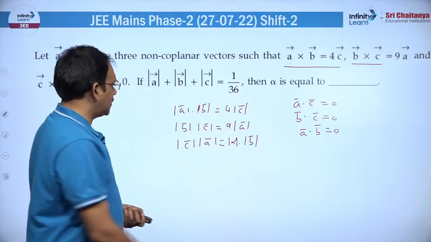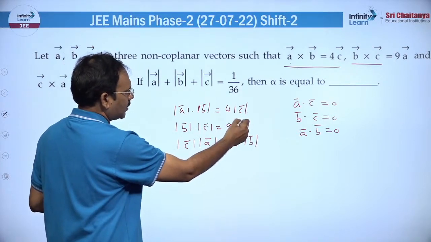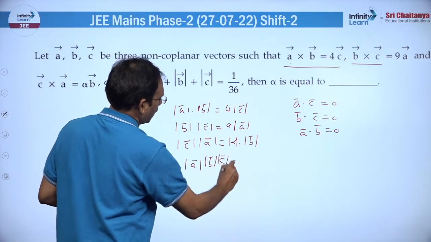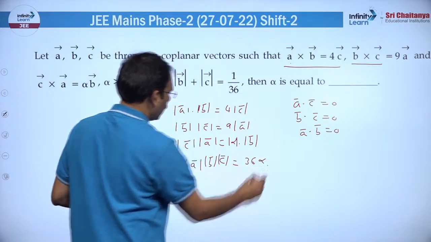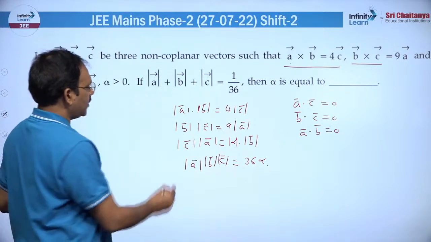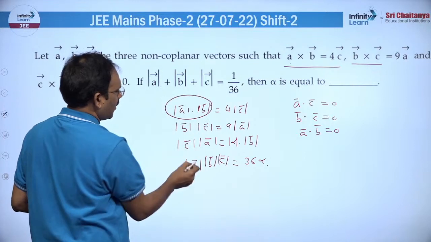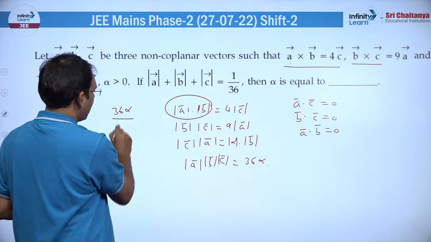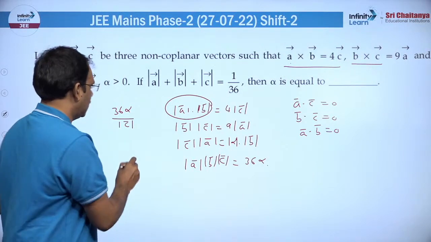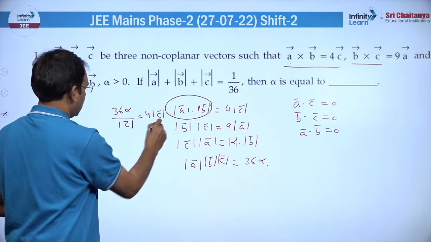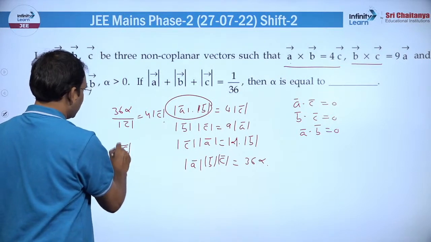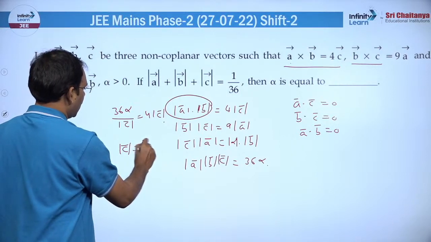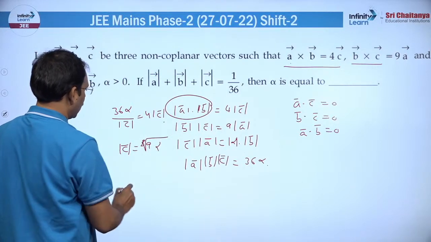If you multiply these three, magnitude a, b, c get cancelled, you will get magnitude of a into magnitude of b into magnitude of c is 36 alpha. From this, my dear friends, you can write this part as 36 alpha by magnitude of c is equal to 4 magnitude of c. So you will get magnitude of c squared is equal to 36, that is 9 alpha, so 9 alpha under root you are going to get.